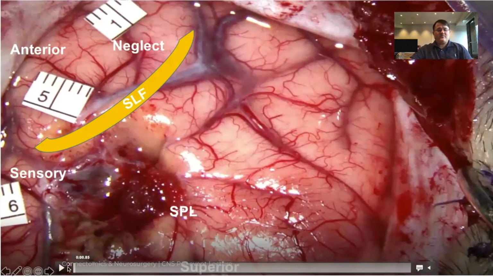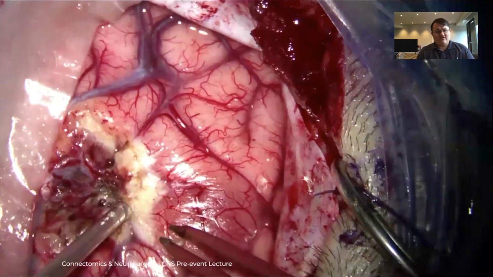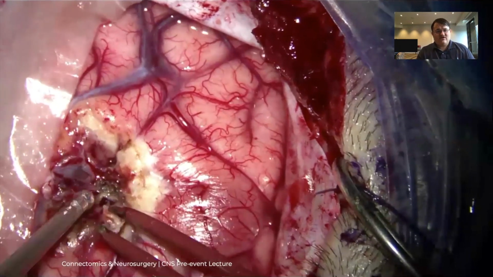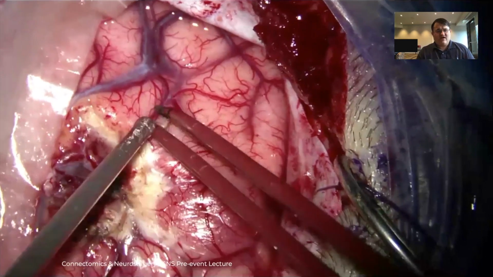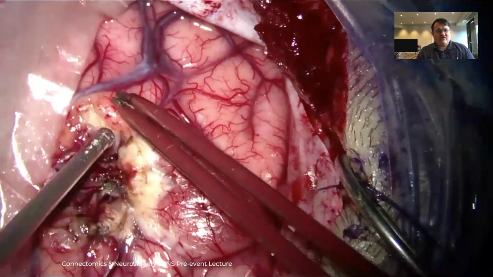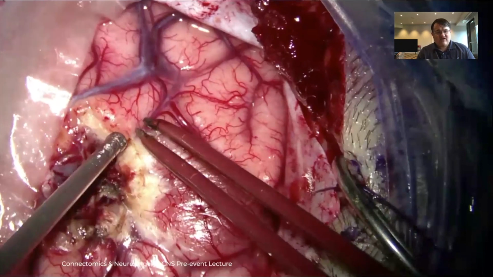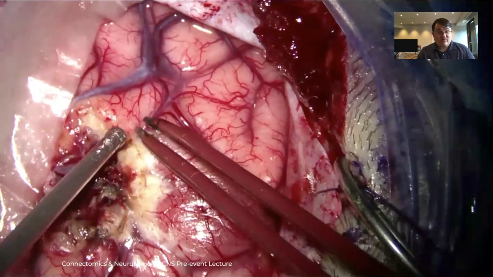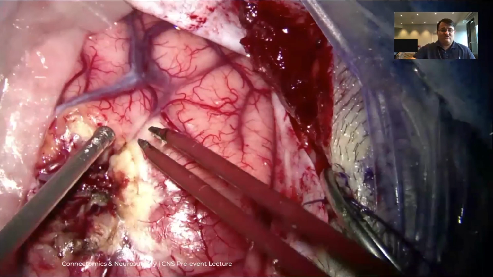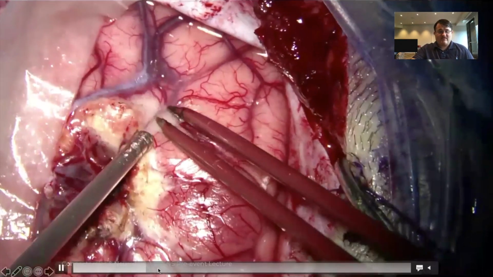So finally, what do we mean by disconnection? This video walks through this a little bit. You can see this is a medial parietal disconnection. We've mapped for neglect. We found areas that cause failure of target cancellation. And what we want to do is to make a cut along where I'm tracing with the bipolars, and to preserve the superior longitudinal fasciculus and portions of the dorsal attention network as possible, getting down to the ventricle to remove a very large tumor that's extending down in that direction.